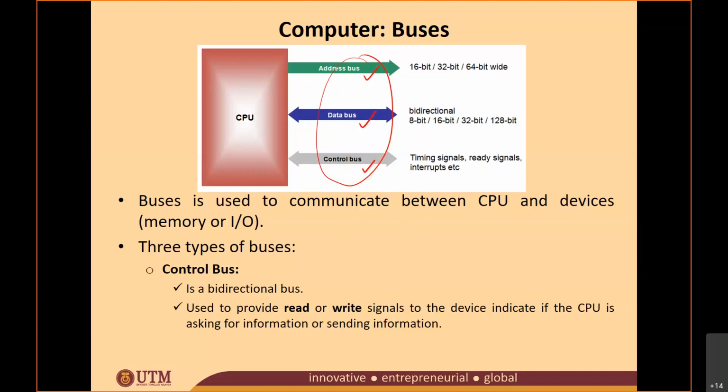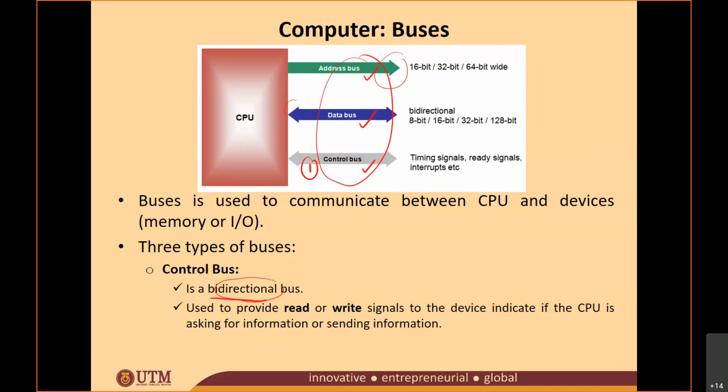You can see from these buses the arrows. Some of them point out from the CPU, and some of them are bi-directional buses. Let's look at these buses. First we look at the control bus. It is a bi-directional bus. You can see this arrow here, it can either go in or go out. That's why we call it a bi-directional bus.